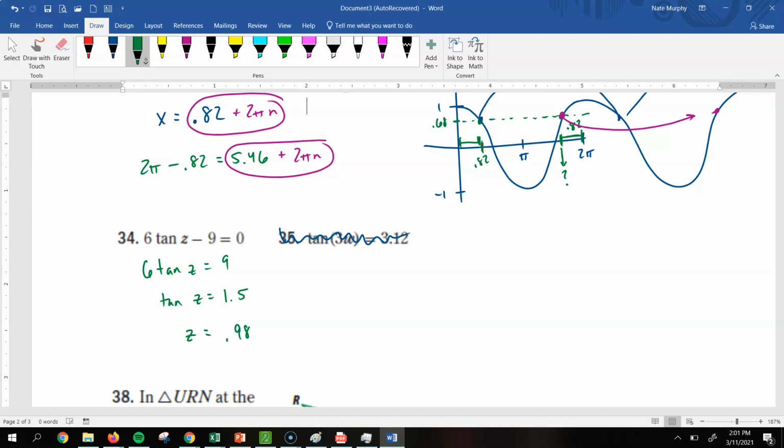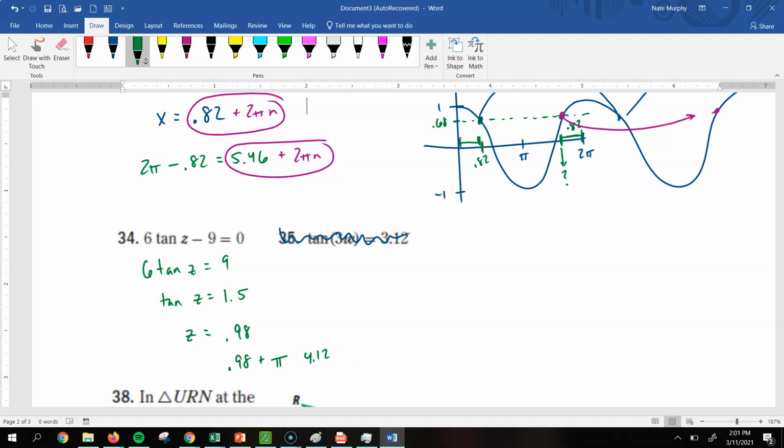Now the thing about the tangent function is this, remember, it's different from the sine and cosine functions, but it repeats itself every pi radian. So between 0 and 2 pi, another solution here, because you're going to want to know how to do this on the test, another solution would be just to take 0.98 plus pi. And when we do that, we get 4.12.